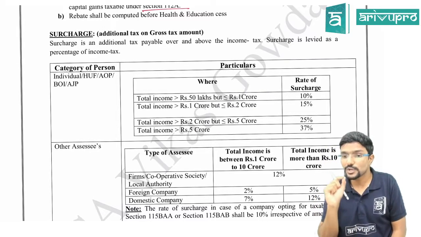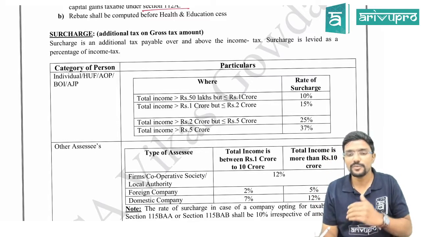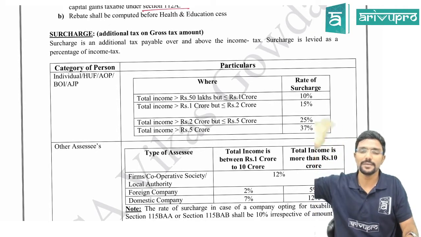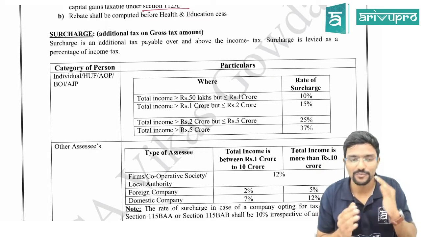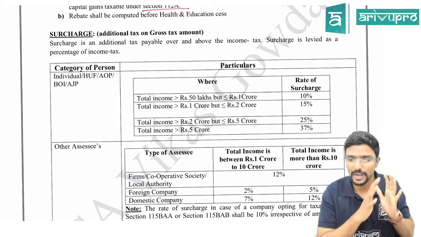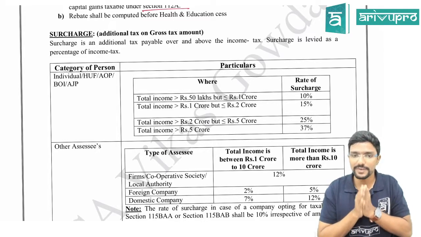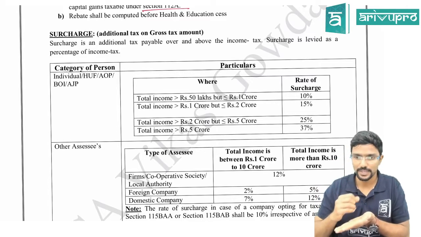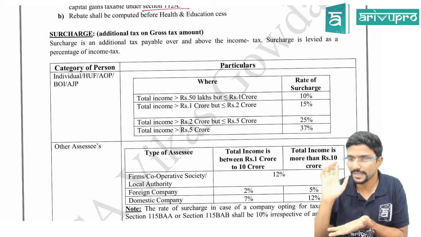This is not a tax on your income, it is a tax on your income tax amount. Agree? We have to pay this only when our income crosses certain limits. It is not applicable in all cases. In the first category of persons, individual, HUF, AOP, BOI, AJP, I call them slab rate assessees. If the total income exceeds 50 lakh but is up to 1 crore, then the rate of surcharge is 10%. You have to apply this 10% on what figure, guys? Tax figure, not on income figure.